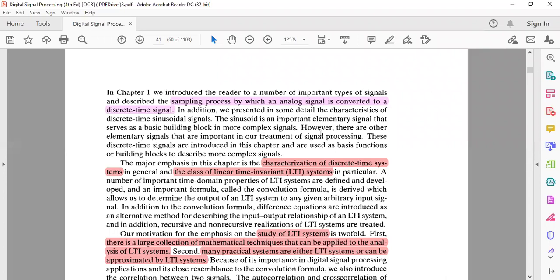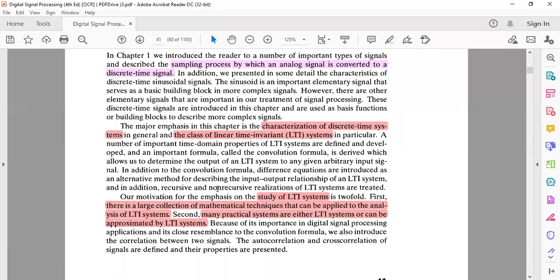In addition, in chapter 1, we presented in some detail the characteristics of discrete time sinusoidal signals. And we said the sinusoid is an important elementary signal that serves as a basic building block in more complex signals. However, there are other elementary signals that are important in our treatment of signal processing. And these discrete signals are introduced in this chapter and are used as basic functions or basic building blocks to describe more complex signals.